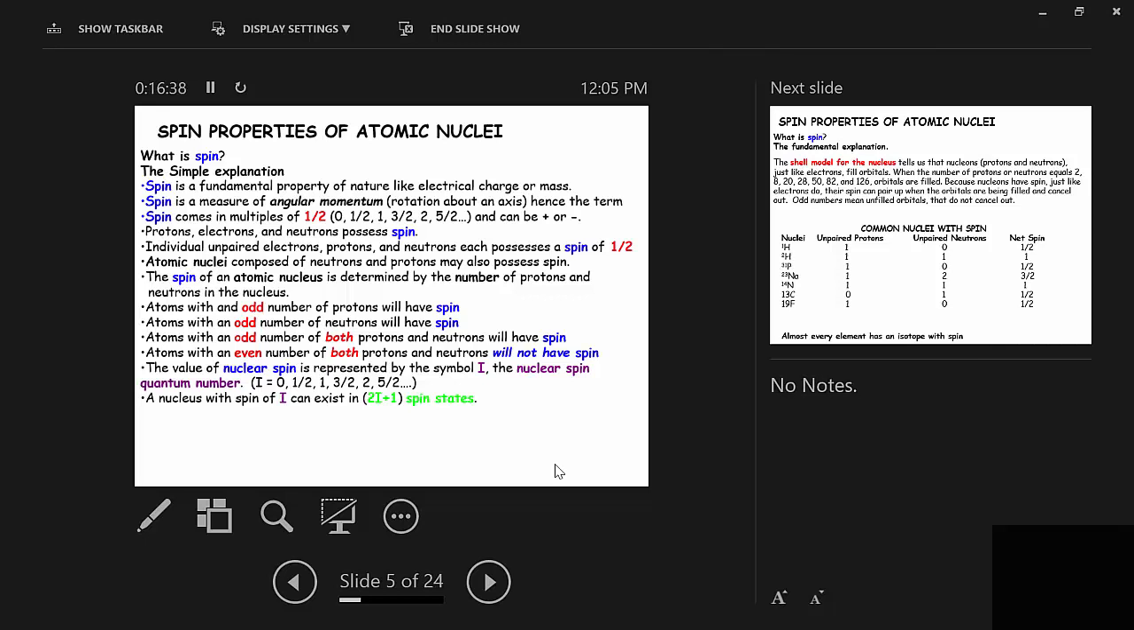And so this is a little bit of the observations. You see patterns. Atoms with an odd number of protons will have spin. Atoms with an odd number of neutrons will have spin, but atoms with an odd number of both protons and neutrons will have spin. Atoms with an even number of both protons and neutrons will not have spin. So why is that? They just cancel each other out. So you look at the observations, you look for patterns, and then you try to come up with some hypotheses and theory. This stuff we don't really need.